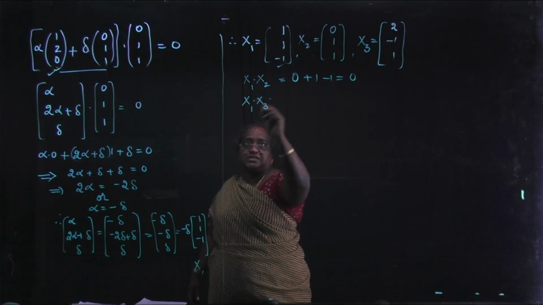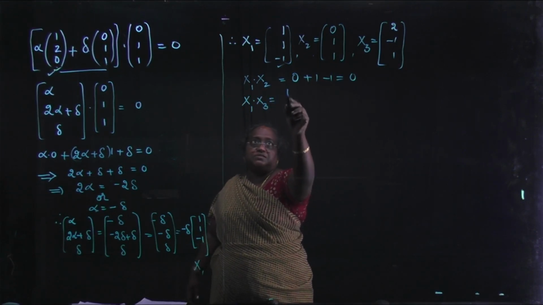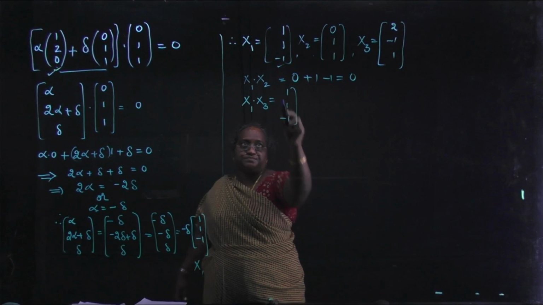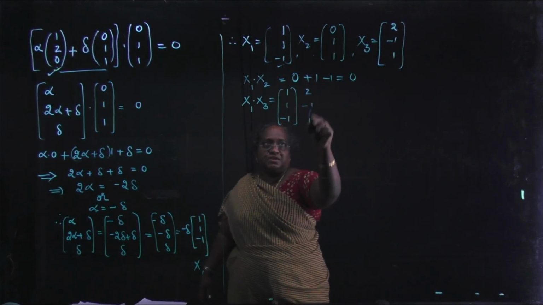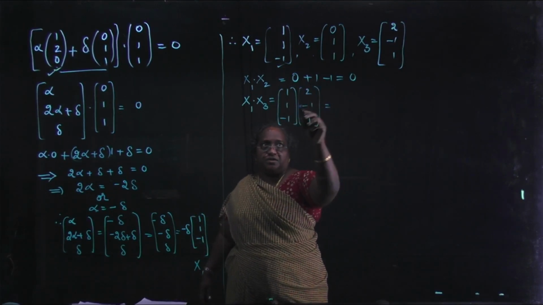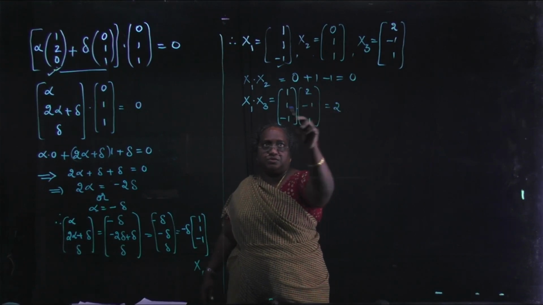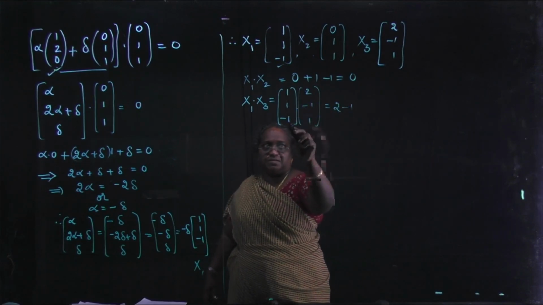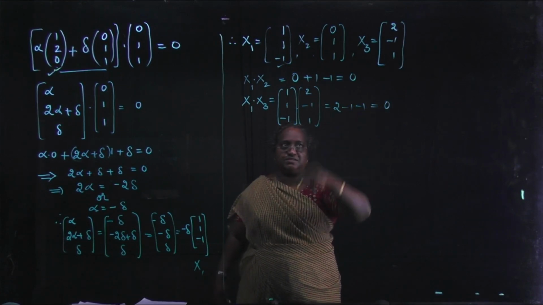Let us see what x1 dot x3 is. So it is 1, 1, minus 1 and 2, minus 1, 1. If I take the dot product, 1 into 2 is 2, 1 into minus 1 is minus 1, minus 1 into 1 is minus 1. So it is 0.